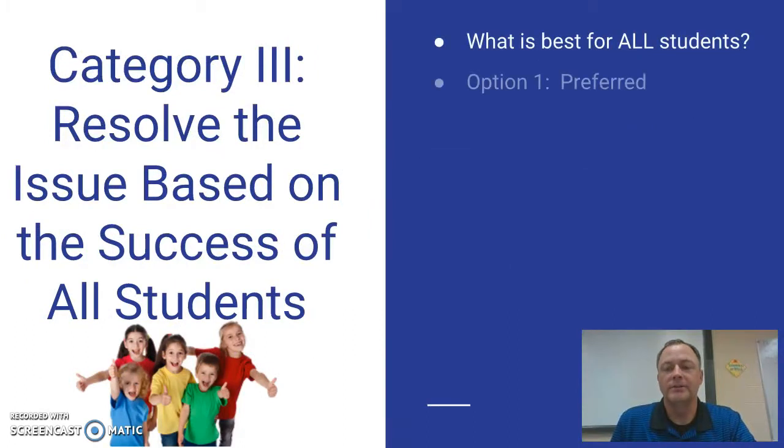So what's best for all students in this case? Well, the preferred option that I would have is first full inclusion. We want Carl to be in class all the time. We want him to be able to manage his emotion, and we want all students to interact with him and build a good, strong learning environment that way.